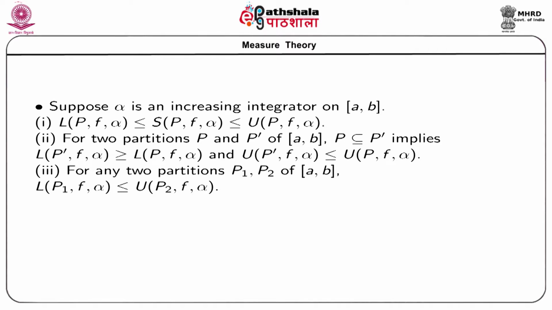For any two partitions P_1 and P_2 of closed interval [a, b], just as in the case of Riemann integral, or more precisely Darboux integral, we can show that L(P_1, f, alpha) is less or equal to U(P_2, f, alpha), that is the upper sum for any partition is greater or equal to the lower sums of all the partitions.